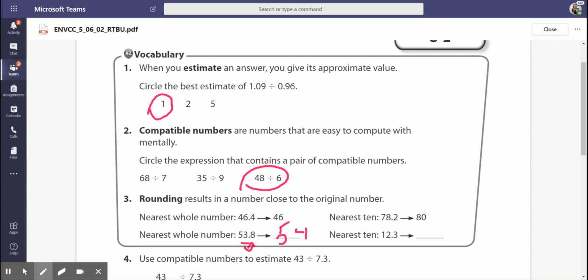All right, nearest 10. This time we're looking at the tens place. Look at the ones place next door to see how you should round. 12 3/10 rounded to the nearest 10 is, you said it, 10. All right, let's see how we can use this vocabulary to continue solving problems.